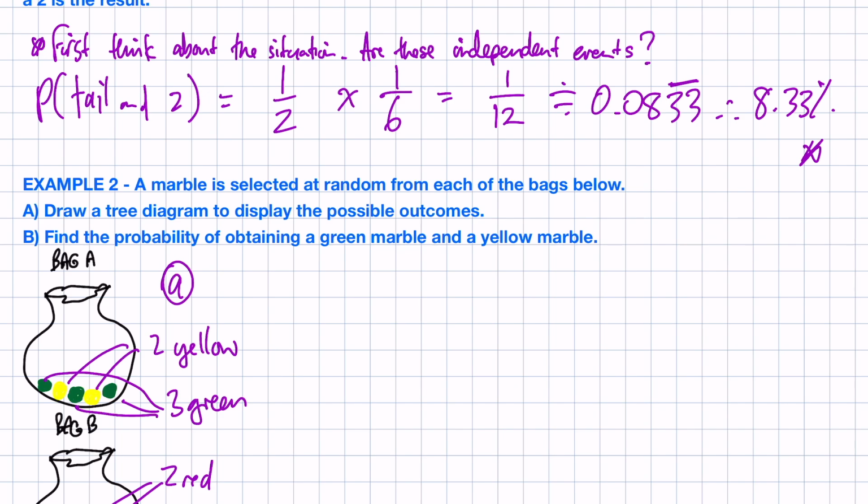A marble is selected at random from each of the bags below. Draw a tree diagram to display the possible outcomes. Find the probability of getting a green and a yellow. What in this situation makes the events independent? There's two separate bags, okay? Me picking out a marble from this one isn't going to affect what happens in here.